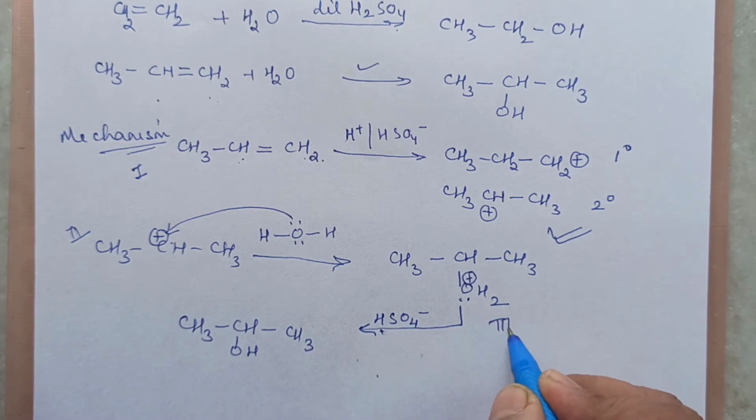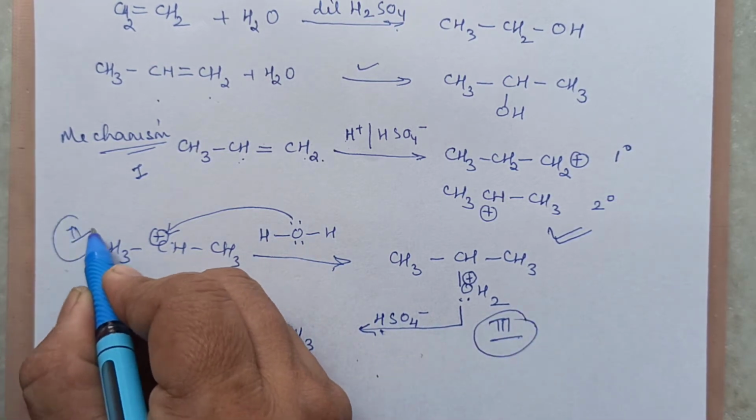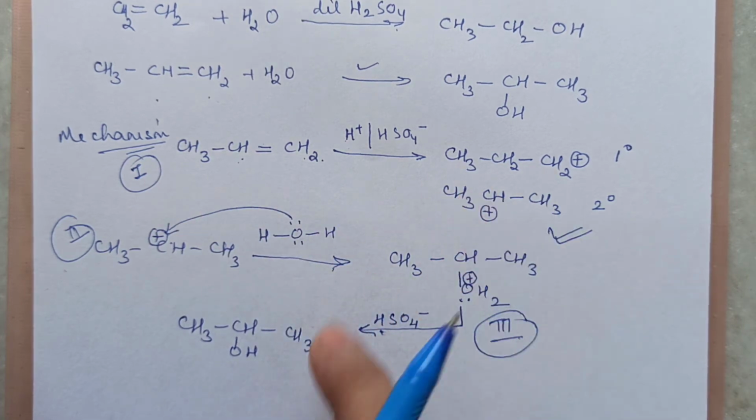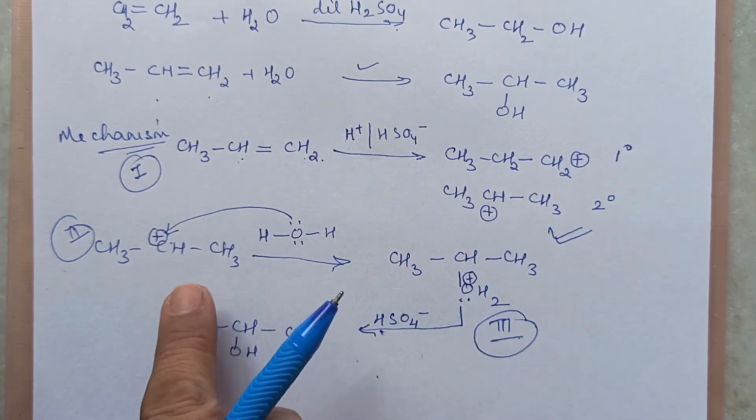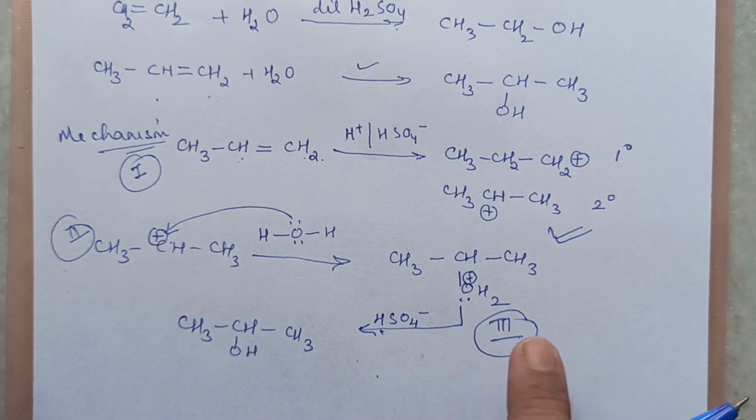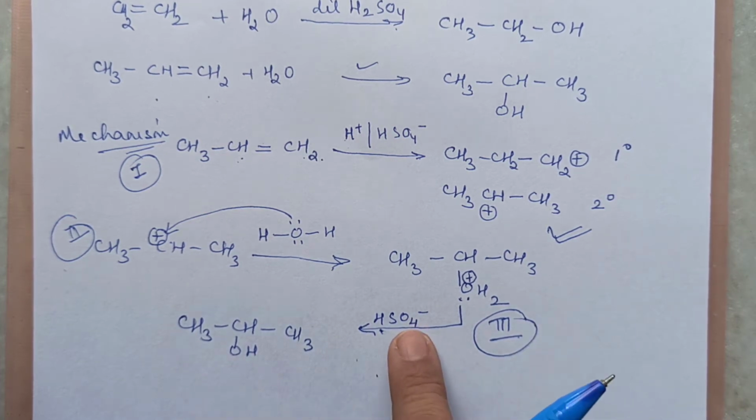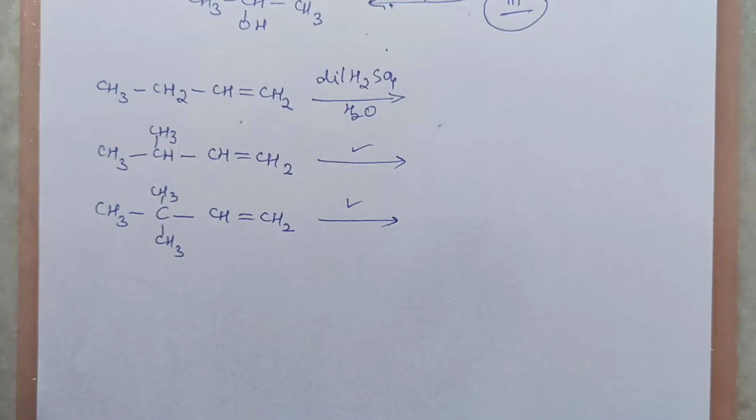This was the third step. There are 3 steps in this mechanism. Protonation, second nucleophilic attack of water on the carbocation, and the last one is deprotonation to form alcohol. That proton is removed from it. Got it? Suppose you are asked a question like this.